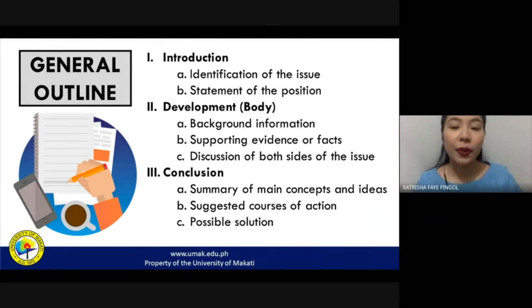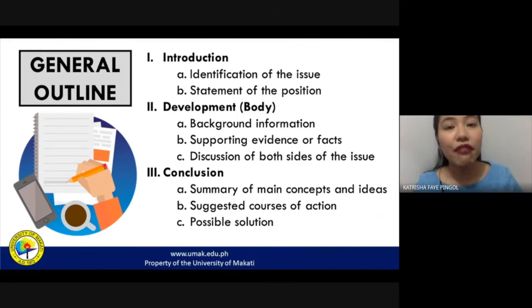Okay. So the next one, the last one, is the conclusion. As for the conclusion, as we all know, conclusion is basically a reiteration of what you have already discussed in your introduction and, of course, in your body. Now, for your conclusion, you don't need to include new pieces of information. Your conclusion must only contain a summary of your main concepts and ideas. So it's a repetition of what you have already mentioned in a summarized form.